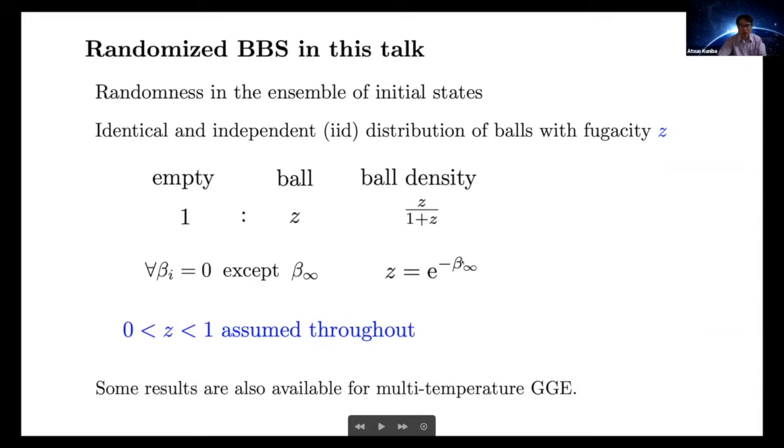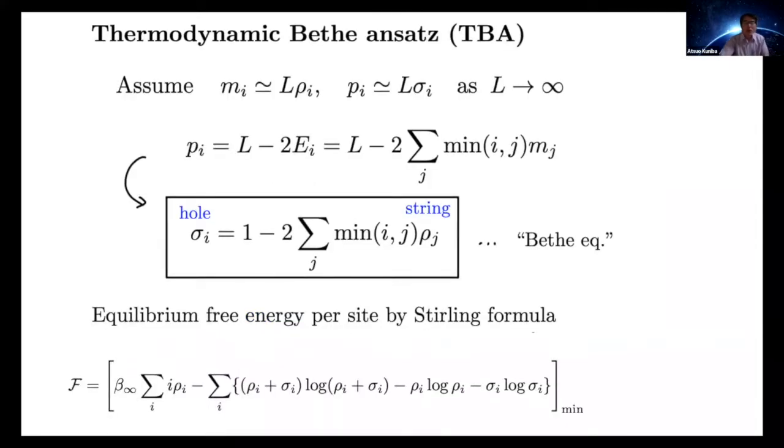And I only retain this variable, the fugacity parameter. I also stay within the so-called subcritical domain, where the density does not exceed 1/2. Although I concentrate on this situation, some results are known or available also for multi-temperature GGE, but I won't mention them. So let's do the thermodynamic Bethe ansatz.